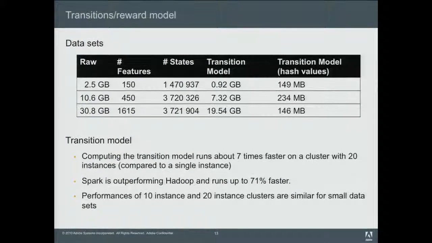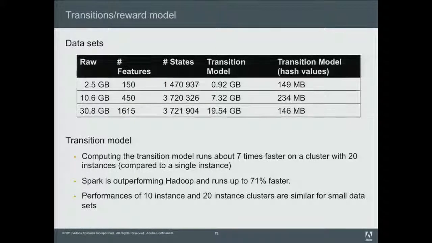So we did some experiments comparing Spark versus Hadoop, and we basically came up with 3 different data sets. The outcomes were, for example, that we can run the computation for the transition model 7 times faster when we are using a 20-instance cluster on AWS compared to using only 1 instance. Also, Spark is outperforming Hadoop in almost all cases and can run up to 71% faster. Another observation is that if we use a very small data set, then it doesn't really matter if we use a 10-instance cluster or a 20-instance cluster.